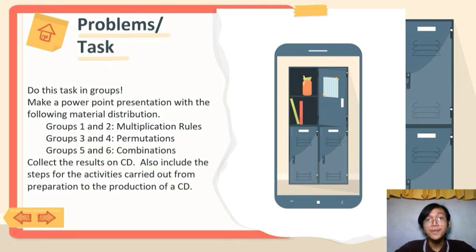These tasks do in group, and the tasks are make a PowerPoint presentation with the following material distribution. For group 1 and 2, the material is multiplication rule. For the group 3 and 4, the material is permutations. And for group 5 and 6 is combination. Then collect the result on CD. Also included the step for the activities carried out from preparation to the production of a CD.